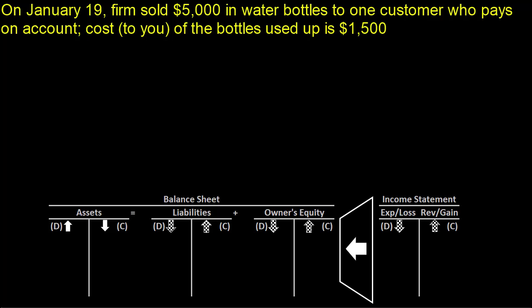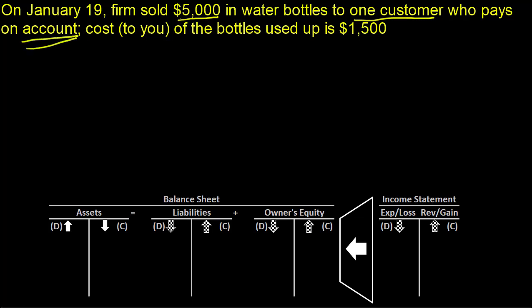Okay, so this is a journal entry for a standard transaction that a business might have. This business is in the business of selling water bottles. So on January 19th, the firm sold $5,000 worth of water bottles to one customer who pays on account. That means we don't get paid in cash.